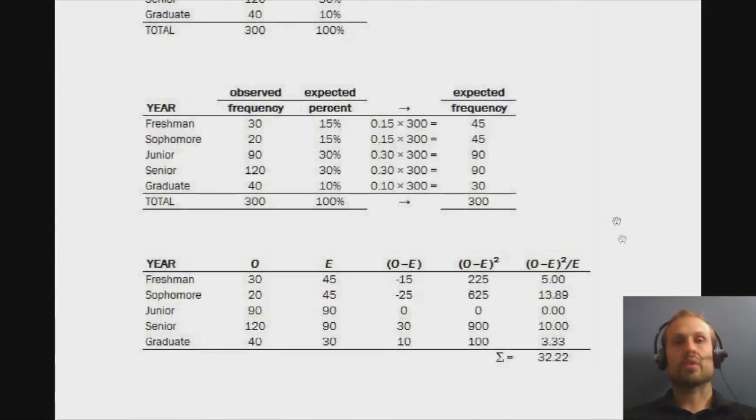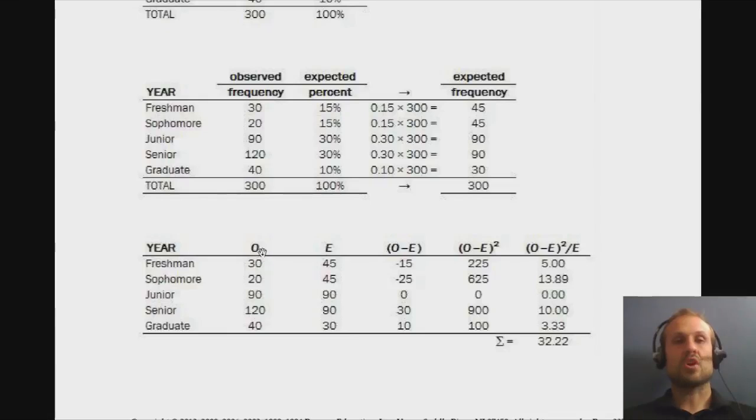So how are we going to do this? Well, I have this O column, which is observed, same as my observed numbers. I have the expected frequencies, which I get from the percentages that were known for my population. And now I'm going to compare 30 to 45, 20 to 45, 90 to 90, 120 to 90, 40 to 30. It looks similar, but we want a measure to say this is similar enough, or no, here's my cutoff, it's not similar enough.